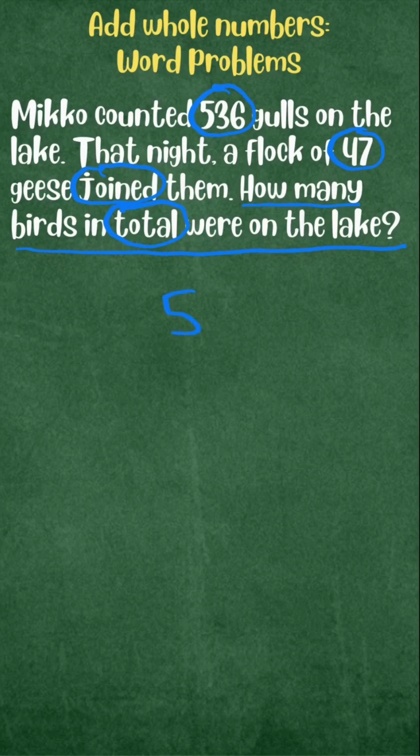So let's start with 536. And we're going to add that to 47. Now I'm using the traditional method of addition here. So let's begin from the right-hand side. We have 6 plus 7 is 13. So you put 3 under there, and you're going to carry that 1 to the next column.